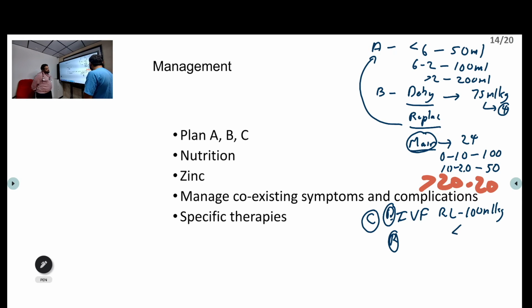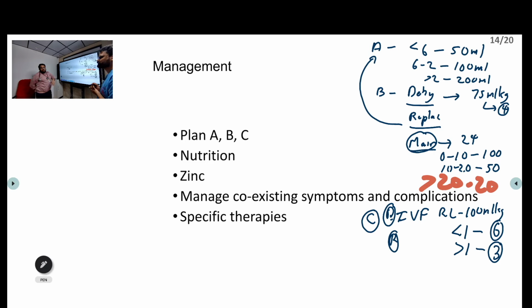For a child less than 1 year old, the correction is given in 6 hours. And for a child more than 1 year old, the correction is given in 3 hours. So in a younger age group we will go a little bit slowly, and in older children we can go a little bit faster. If there is hypotension, you go with the standard formula of 20 ml per kg correction.